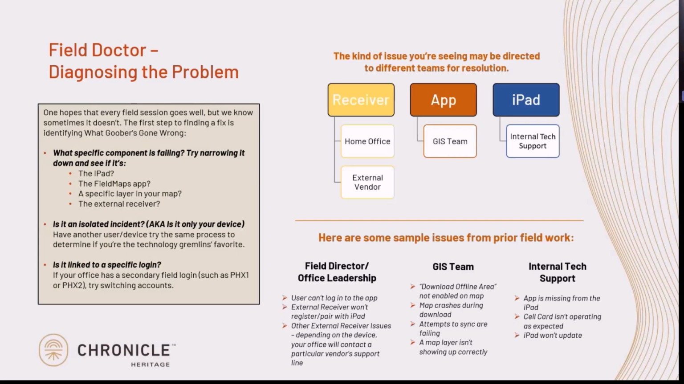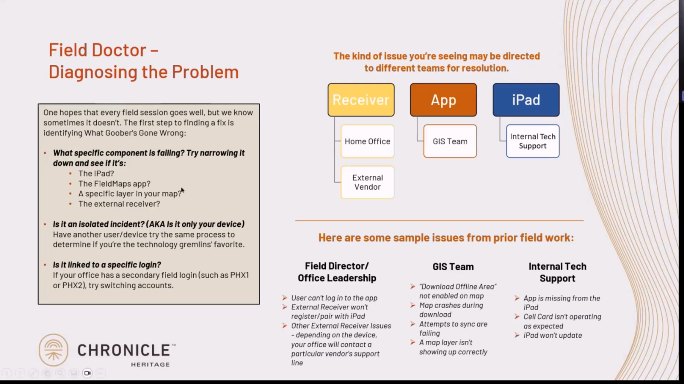Other things that are helpful to consider is it an isolated incident? AKA, are you the technology gremlin's favorite victim of the day? Or is everybody else doing just sunshine and rainbows and only your device seems to be cursed? Or is it a group problem and everyone's miserable about the same thing? That is also very useful information to have. Similarly, for Field Maps, is it a specific login? Maybe your office has multiple logins, like the Phoenix 1, Phoenix 2 are very common. If you switch logins, does the problem go away or does it get worse? That's another useful piece of information to have.